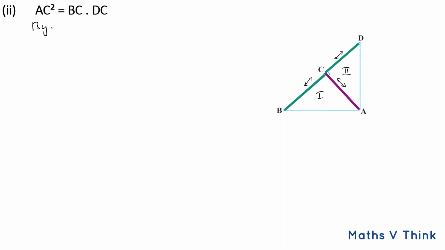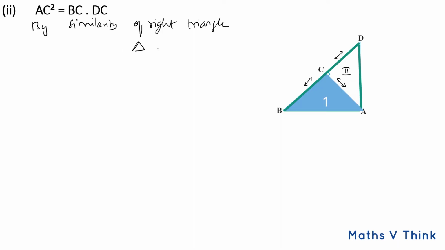So I need to write by similarity of right triangle. First write the whole triangle, that is ABD. Comparing with the first triangle, angle A is 90 degree in the whole triangle, and in the first triangle angle C is the 90 degree. Same way angle B, when you compare first and the whole triangle, angle B is common, so write angle B and the remaining one is A. So let this be 1.